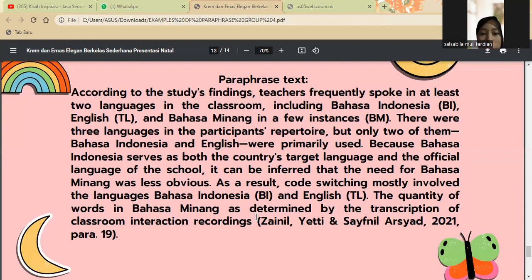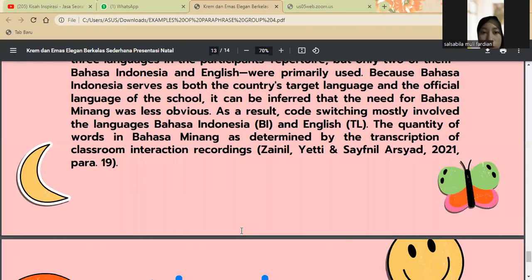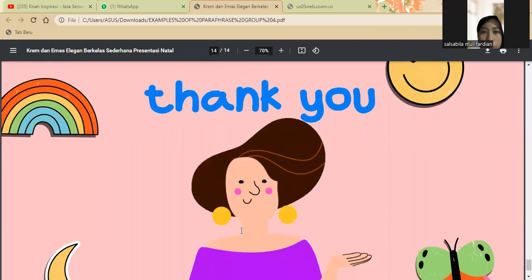The quantity of words in Bahasa Minang was determined by the transcription of classroom interaction recordings. That was the result of the paraphrase.